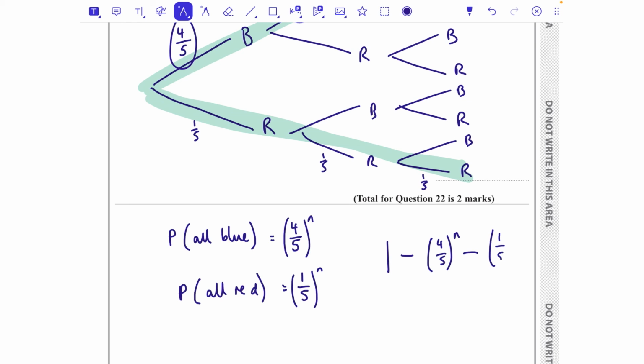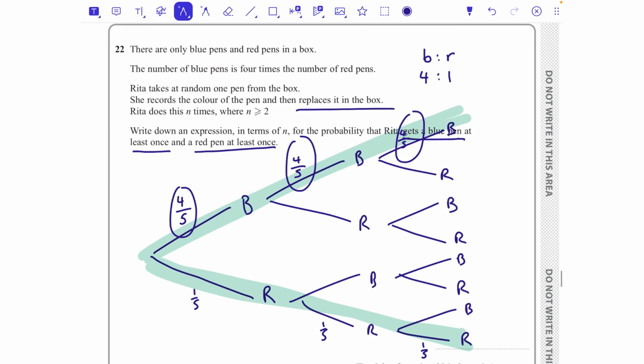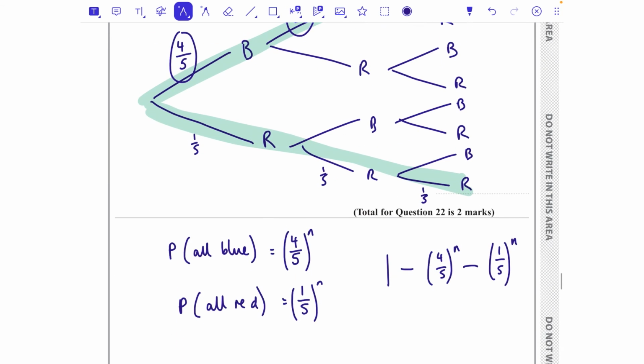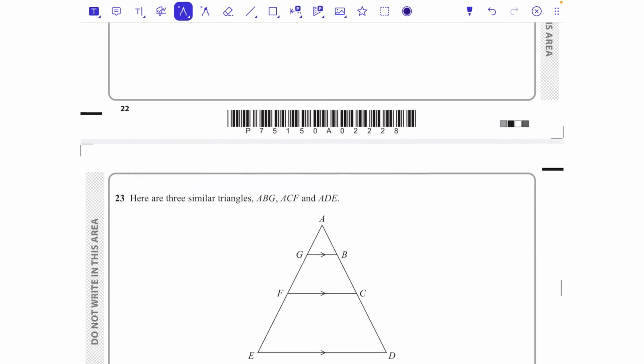But that is an exceptionally difficult question on GCSE. I really do think that is very, very challenging. So yeah, well done. If that makes any sense, well done, because that is a very, very tricky one.